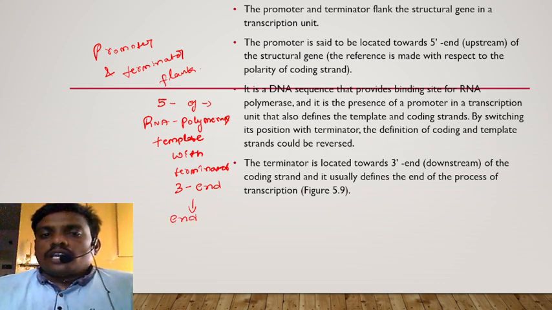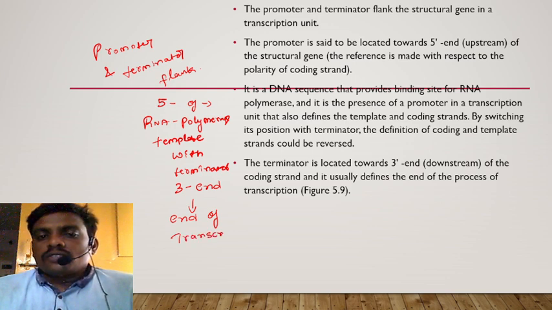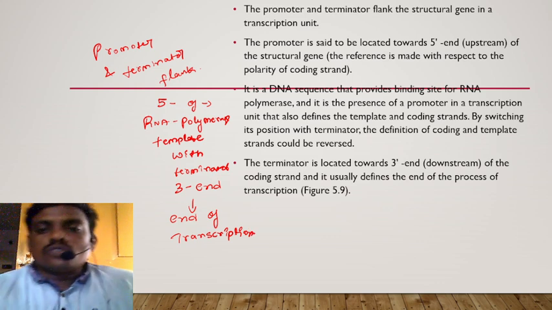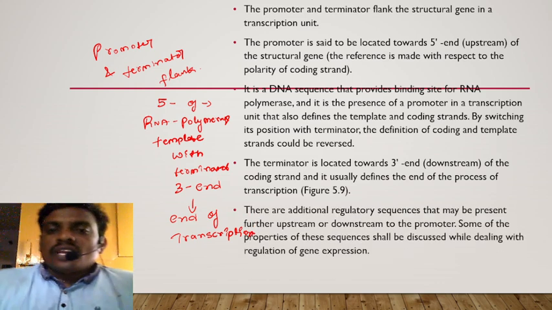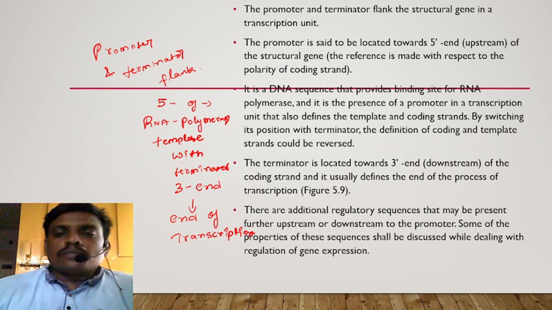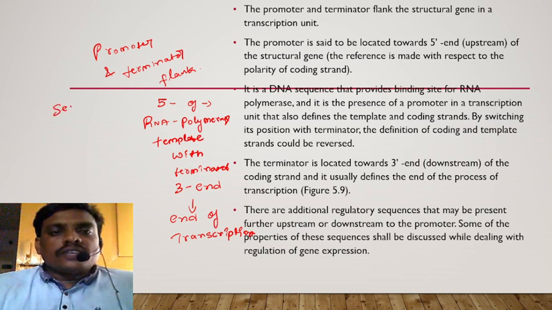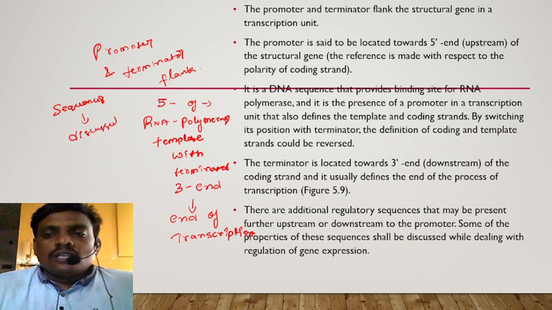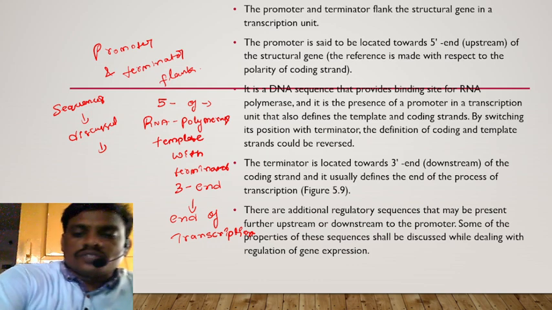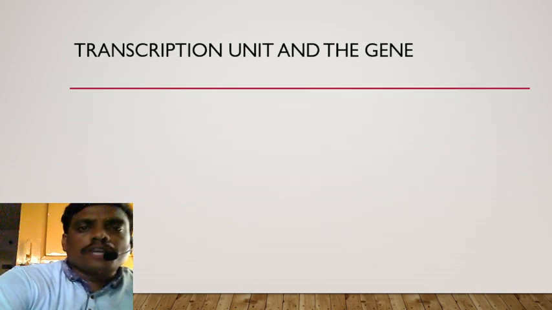This is the end of transcription, which means copying of genetic material is done, at the downstream end, the 3' end. There are additional regulatory sequences that may be present further upstream or downstream of the promoter. Some of the properties of these sequences shall be discussed while dealing with the regulation of gene expression.